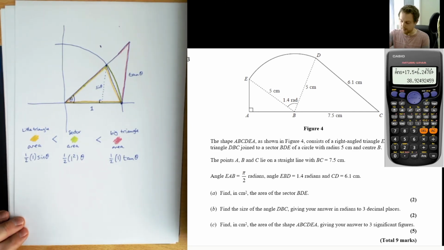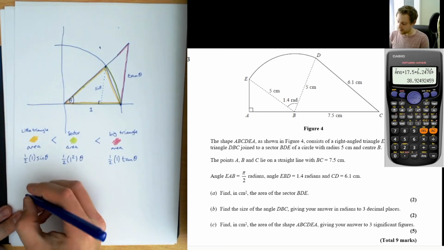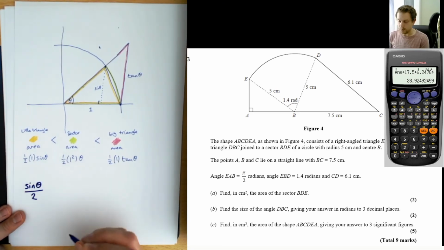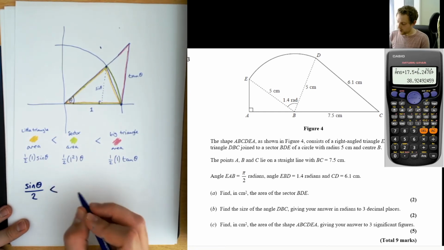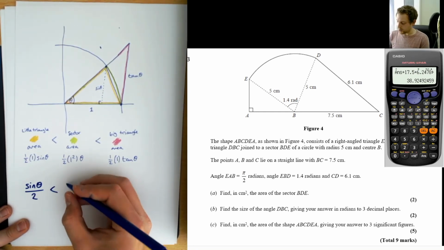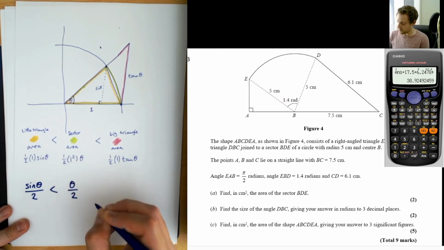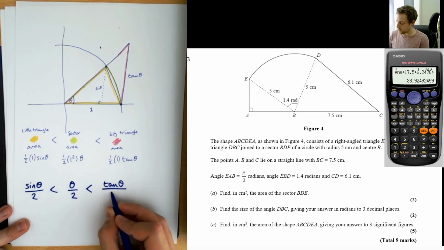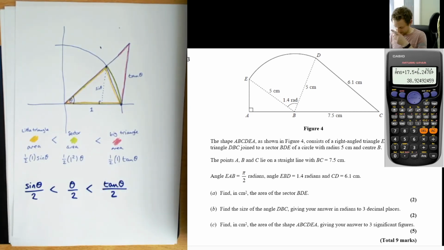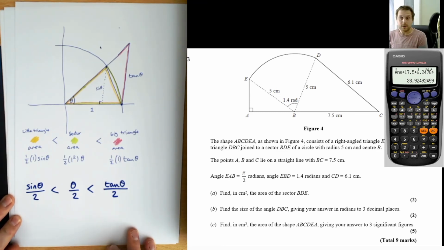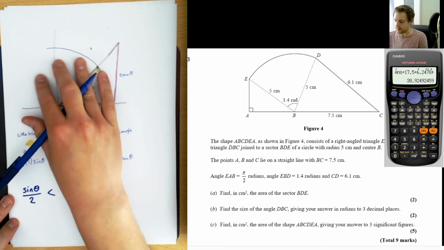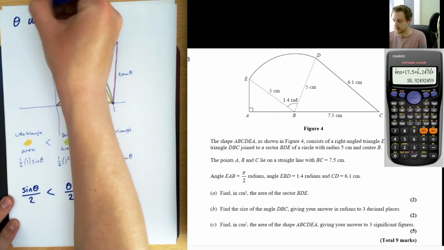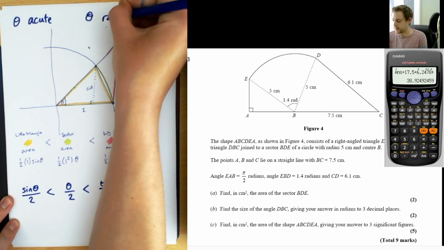So let's tidy this up a bit. A half times 1 times sine theta is just sine theta over 2. A half times 1 squared times theta is just theta over 2. And a half times 1 times tan theta is just tan theta over 2. So this is definitely true if theta is an acute angle and theta is measured in radians. So I'll write that. Theta is acute, theta is in radians.